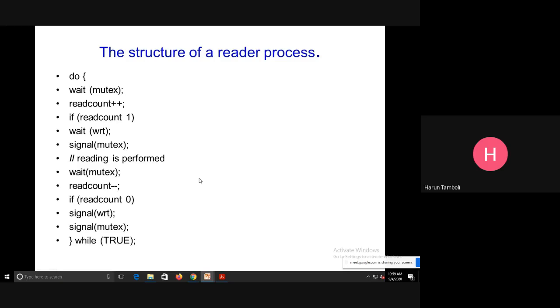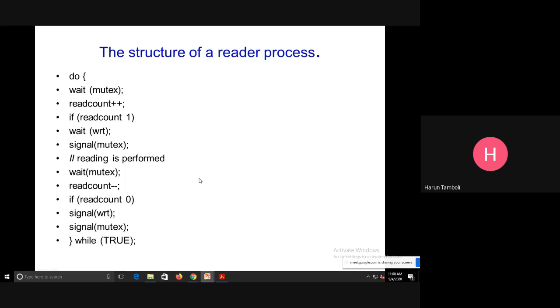After reading, it wants to decrement the count. So again, it will perform a wait operation on mutex and decrement the read count. Then it will check the condition. If the read count is not 0, it will directly perform signal mutex. Otherwise, if the read count is 0, then it will perform signal write, and after that signal on mutex.